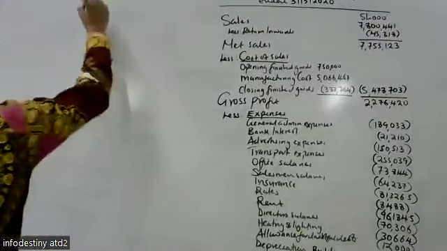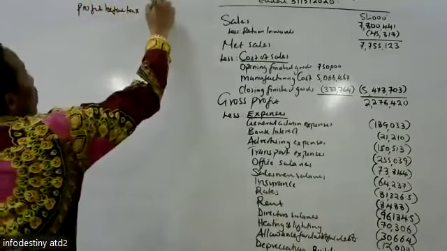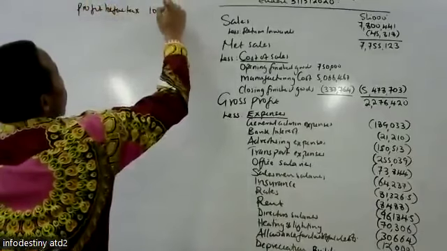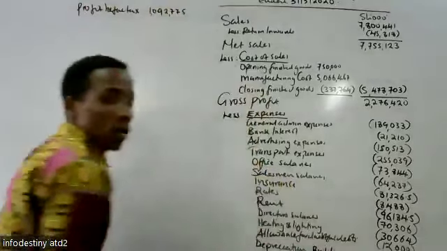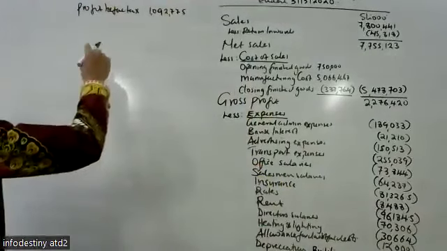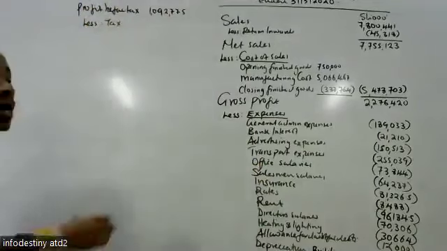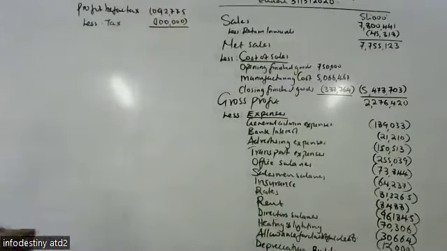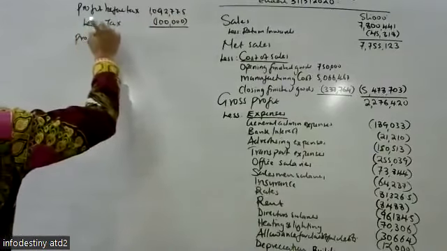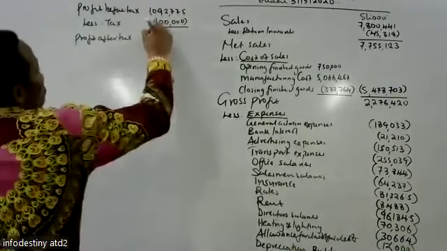So profit before tax is 1,082,775. Then we less tax, which is 100,000. We get profit after tax, 982,775.